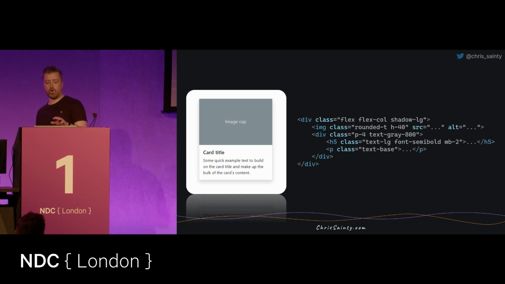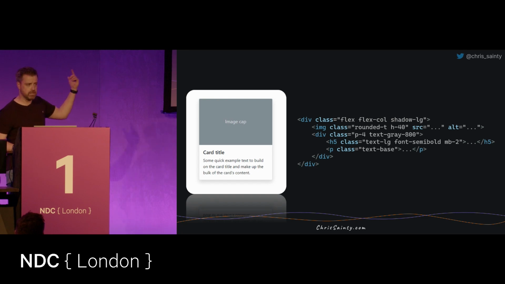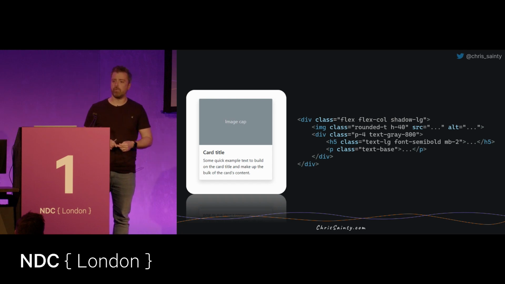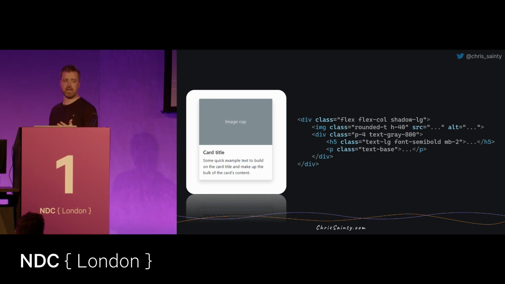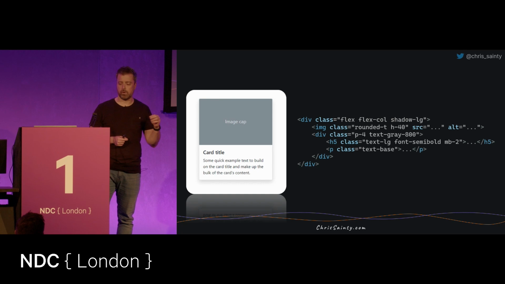Moving on to the image, we've got rounded-t. You probably can't quite see it here, but there are very lightly rounded corners on the top of that image, and rounded-t rounds the top corners. h-40 is to do with a height of 40. Now 40 isn't actually a pixel value or a rem value, it maps to a value in a design system. That design system is a really important point about Tailwind, and we'll come back to that in a minute.